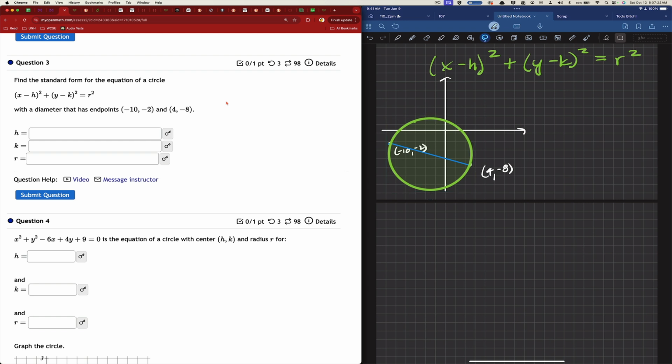Okay, so then this is the center point. Here are the endpoints. There's that diameter, okay? They want to know what h and k are, the coordinates for the center point, and they want to know what the radius is. So we have to do a number of things. We have to use what many folks will call the distance formula.